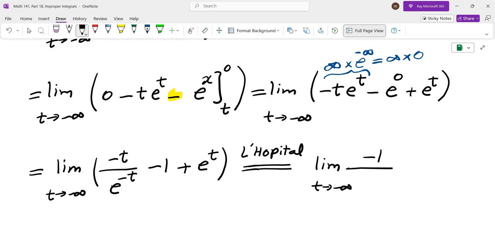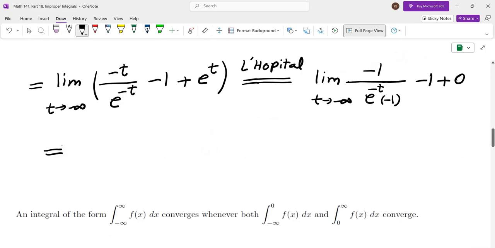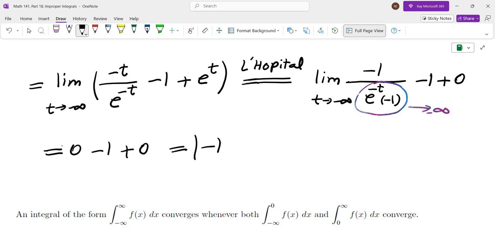So this is minus 1 over e to the power of negative t times negative 1. This is by the chain rule. Minus 1 plus e to the power of negative infinity, which is 0. So let's see what we get. For the first one, we have e to the power of negative infinity, so that approaches infinity. In fact, 1 over negative infinity, that's 0. So 0 minus 1 plus 0. So this, in fact, does converge, and it converges to negative 1.